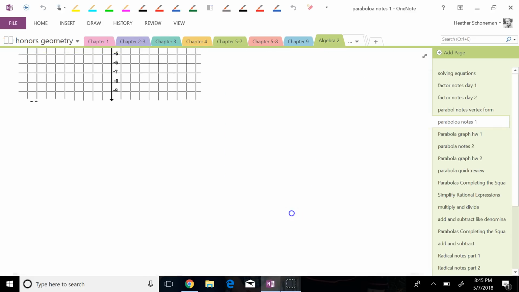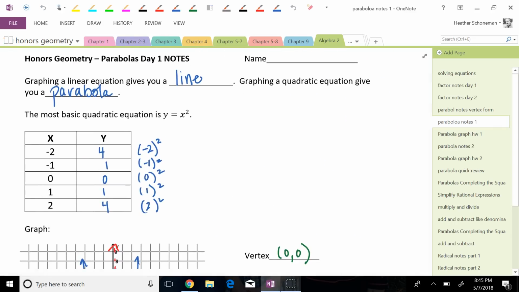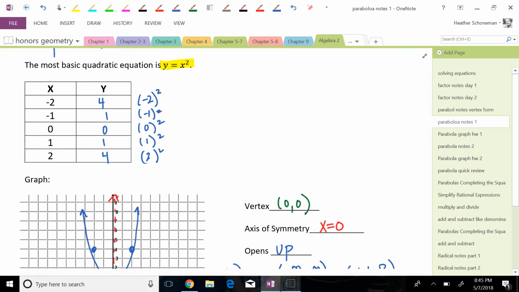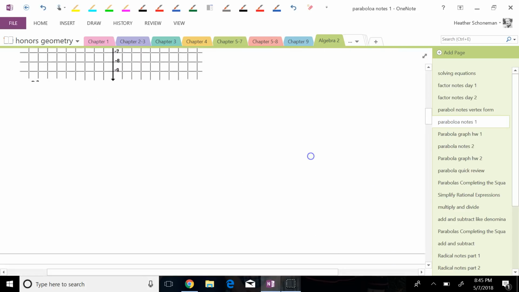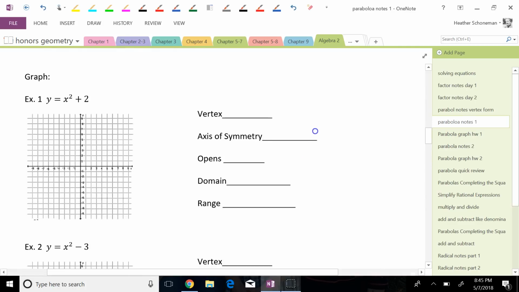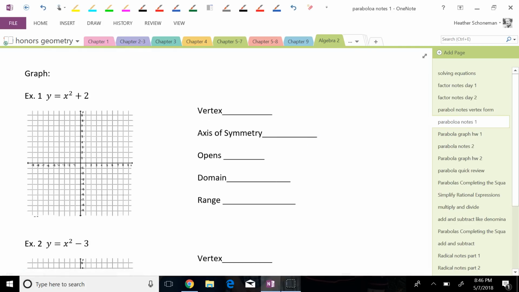Alright, let's see if we can do it. Now this function right here is called our parent function, and everything is based off that parent function. So now that we know this, let's see if we can graph some of these other ones.